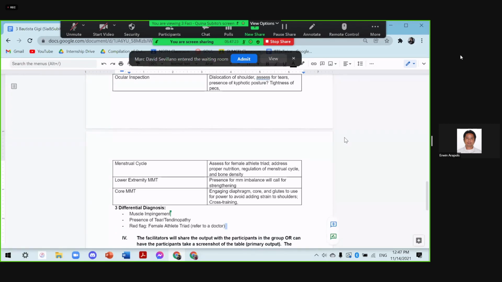And for the next, we do ask about the menstrual cycle and the eating habits of the patient. We are doing this because we are trying to determine the possibility of any female athlete triad. So this will be a red flag. And the last two, we will do lower extremity and core MMT. The reason for this is that any weakness or loss of strength at this region will lead to overexertion of the shoulder.